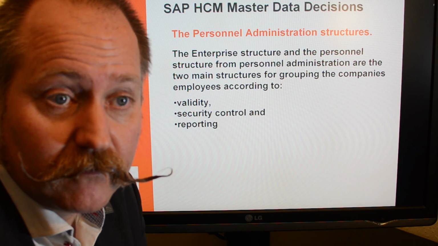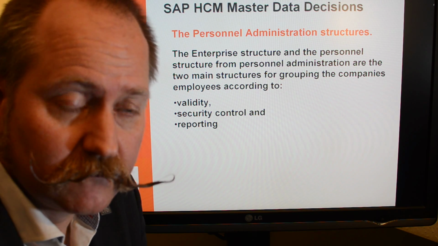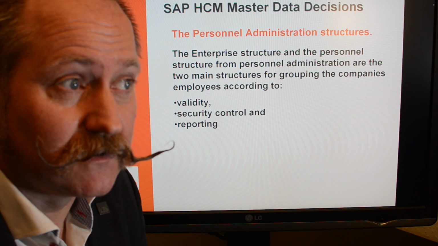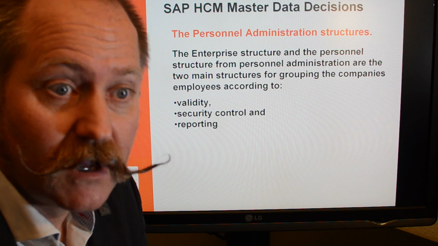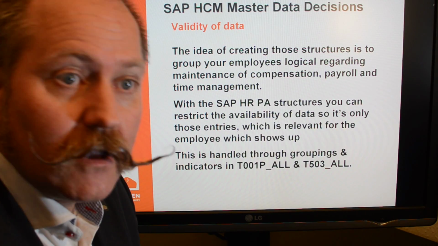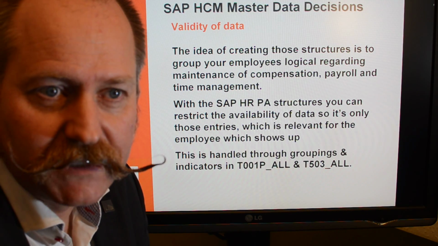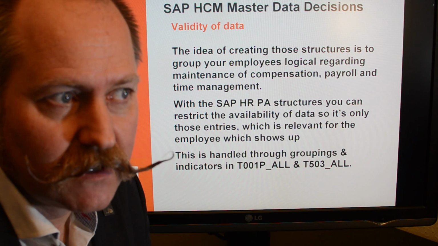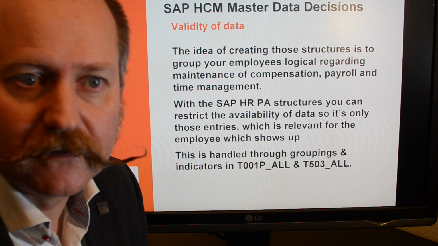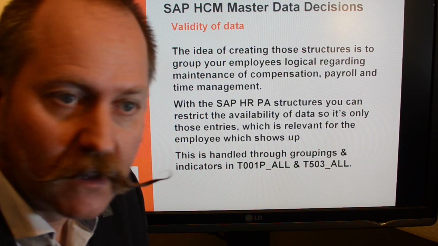From these structures, we normally set them up regarding three main criteria. This is validity of data, it is the security control, and reporting needs. So if you're trying to look at the validity of data, then we have the idea of creating these structures. So they are grouped according to employees' logical handling of compensation, payroll, and time management, for example.